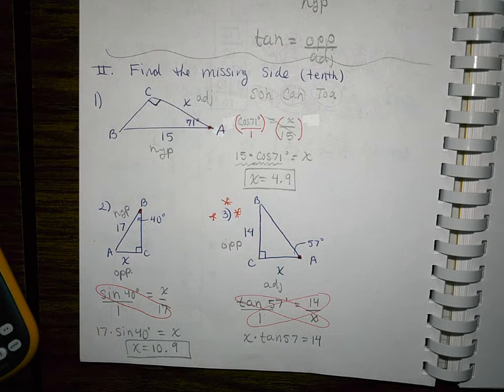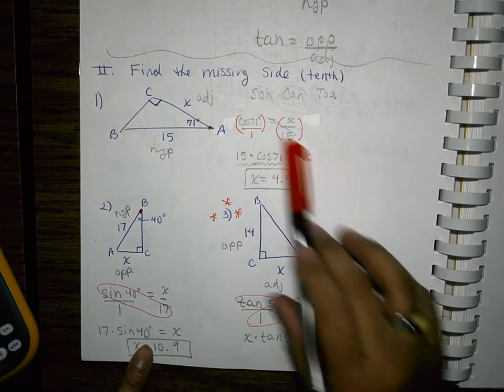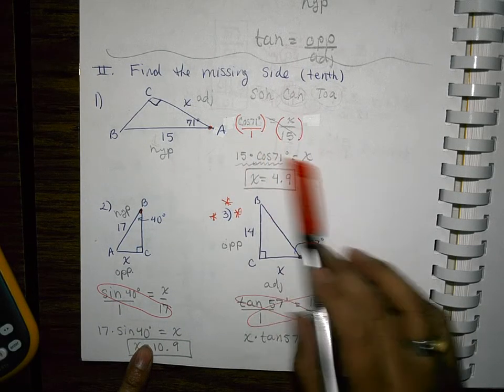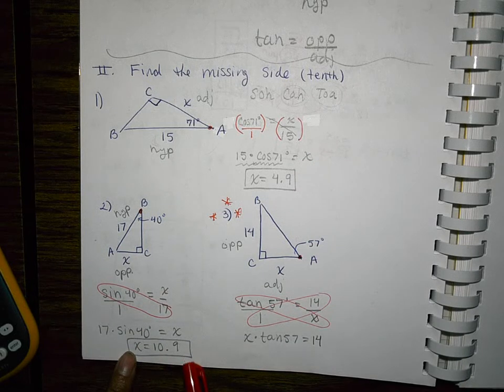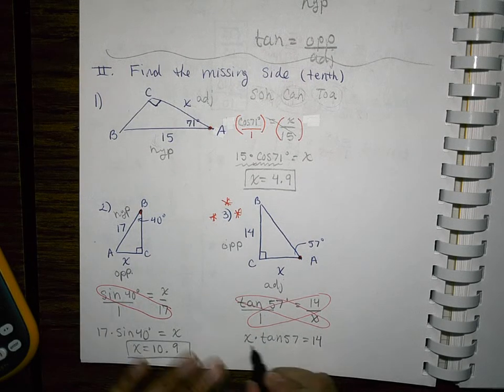But there is an extra step here. There's an extra step because here and here, x was already isolated. Once you cross multiplied, x times 1 is 1x, 1 times x is 1x. X was isolated. All you had to do was plug in. Here, x is not isolated. X is not by itself. So what do we divide both sides by?